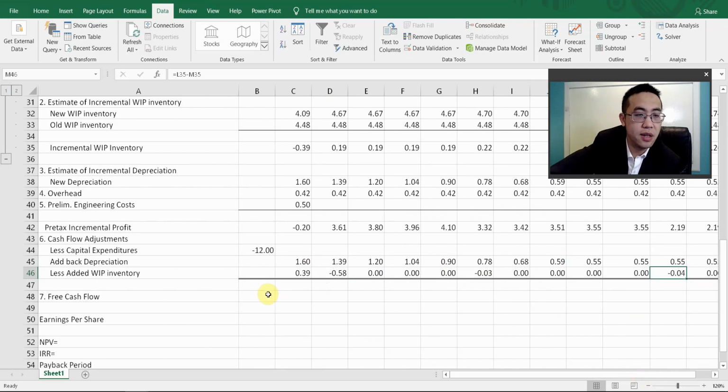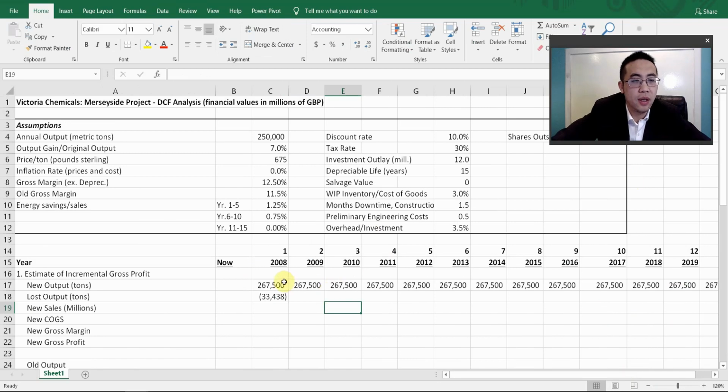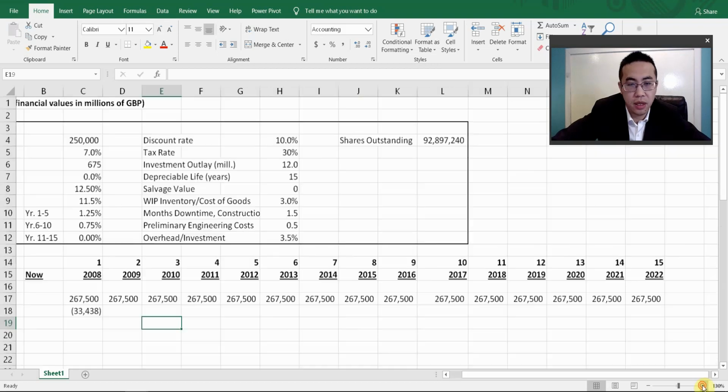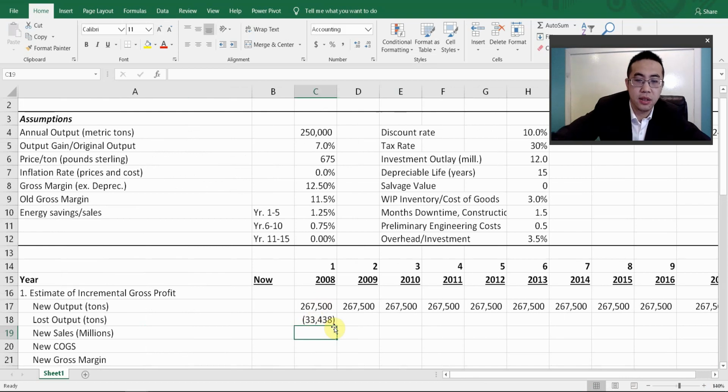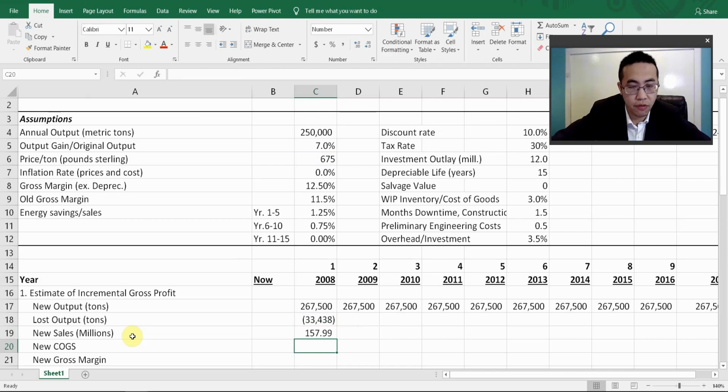Okay, now it's time to consolidate. So I'm going to add the first, capital expenditure. To calculate the new sales, you need to get the total amount of output for this year. The thing is, I mentioned we lost some output because of the installation of the machine. So we have to incorporate that. So the units of output should be the two numbers put together. You can add them both, or just use the sum formula. And then I need to multiply the price, which is 675. And then since this is measured in millions, I'm going to divide the number by 1 million. Okay, make sure 6 zeros are put in there. So you will get 157.99, and this will be in British pound.